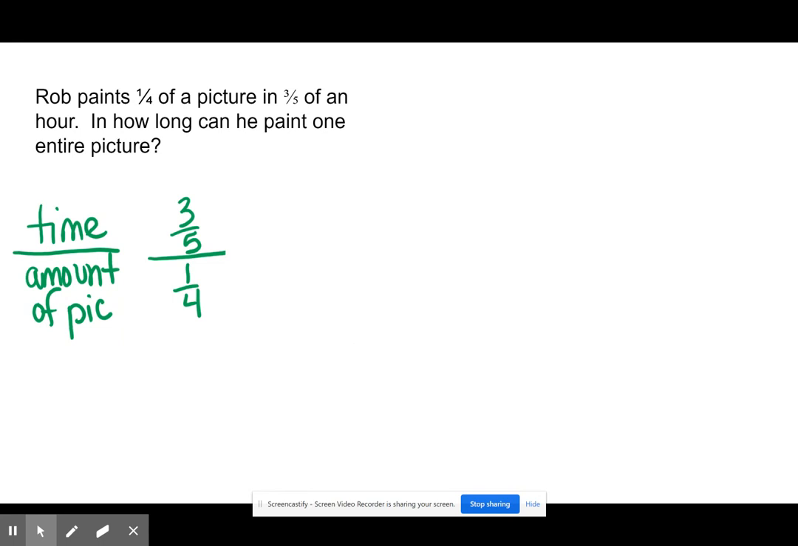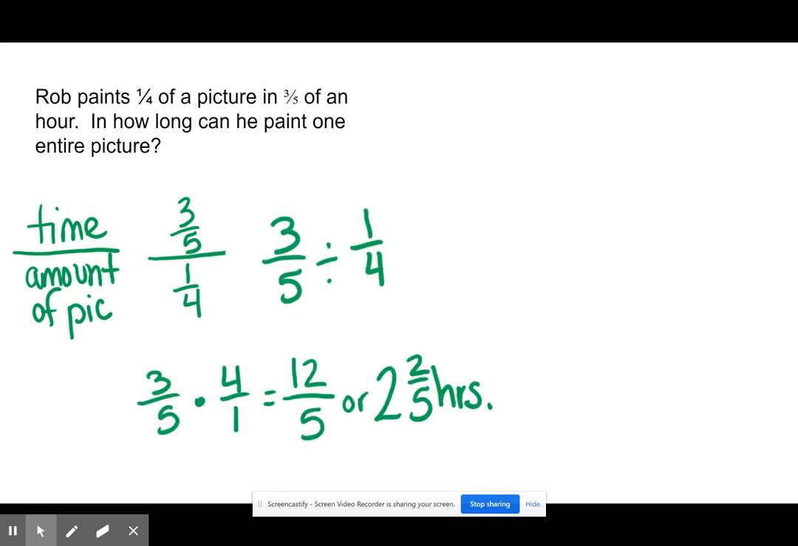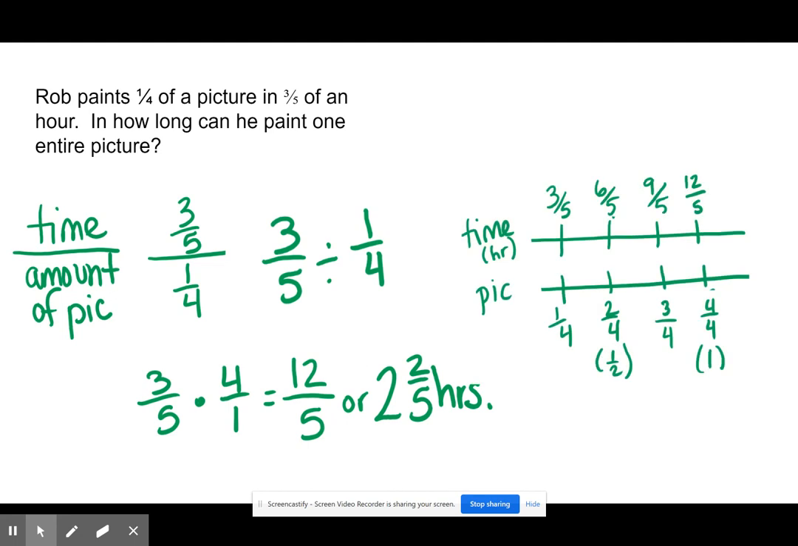3/5 divided by 1/4, multiply by the reciprocal, and then multiply across. Simplify if needed. 2 2/5 hours. Let me show you this on a double number line in case you want to use this as a tool. Time on one line, the amount of picture on the other.